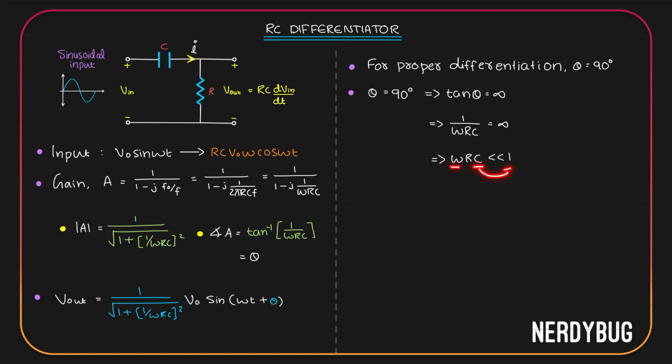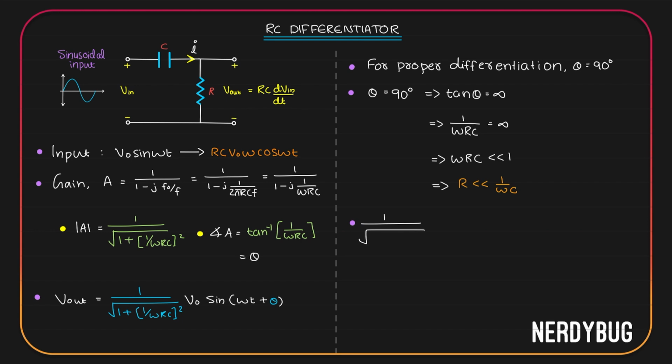Let us take omega C to the other side. Then we get the condition for proper differentiation is R is very much less than 1 by omega C. That is, the resistance in the circuit should be very much lesser than the capacitive reactance. Let us see what happens to the magnitude of the gain if R is very much less than 1 by omega C.